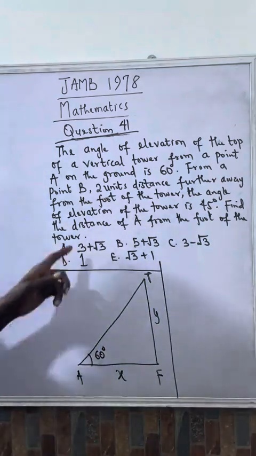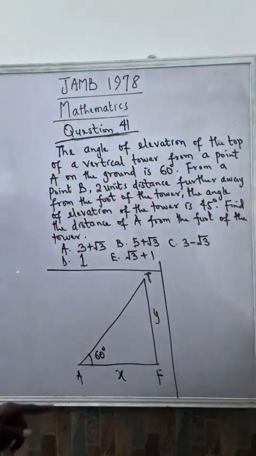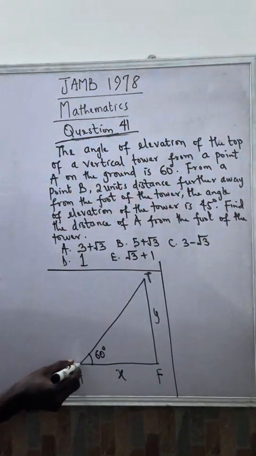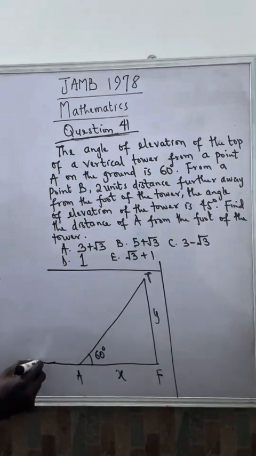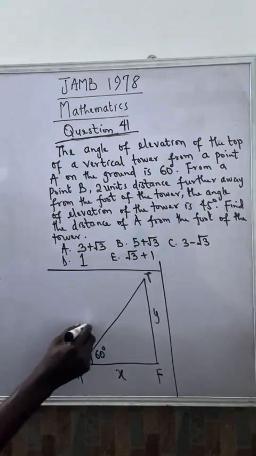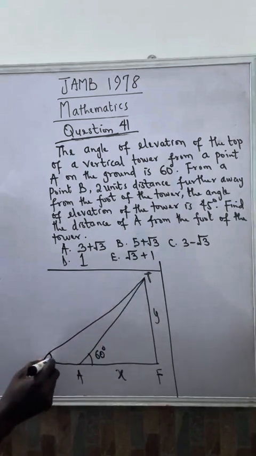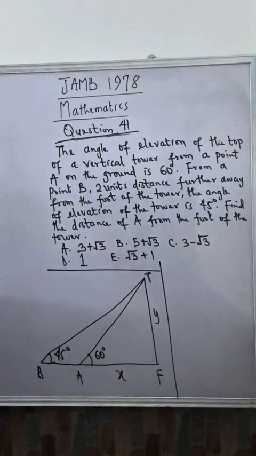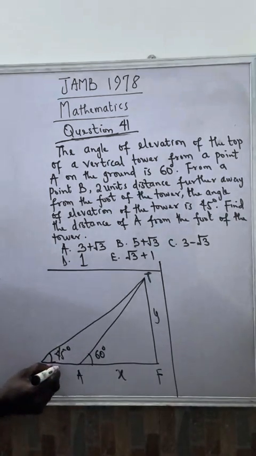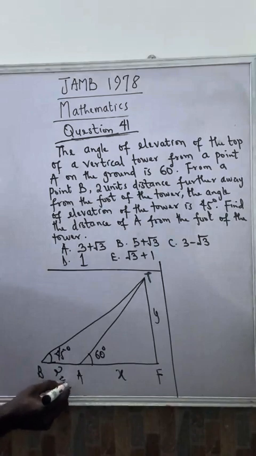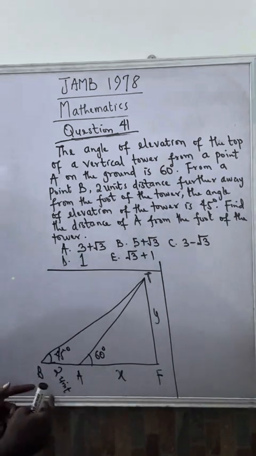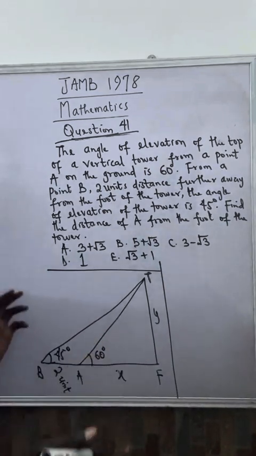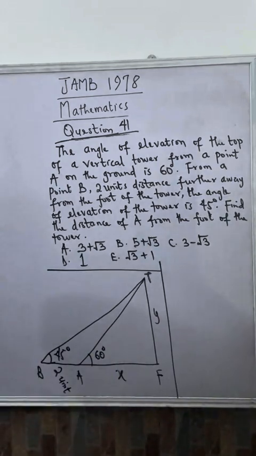Now, there's another point B, which is 2 unit distance further away, 2 units away from A. That's where we have B. Now the angle of elevation from here to the top of the tower is 45 degrees. This one is 2 units distance away. So that means all the way from B to F will be 2 plus X units. Don't forget that.